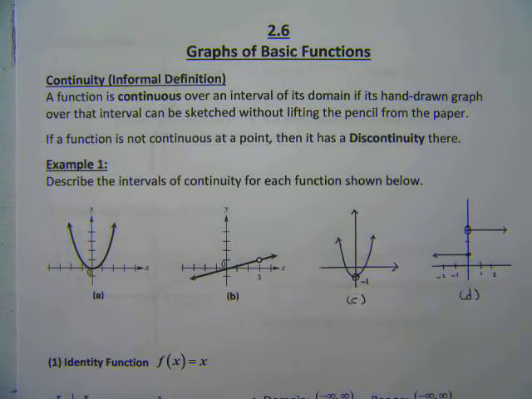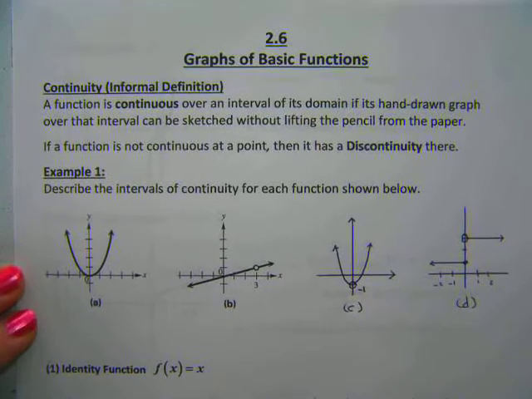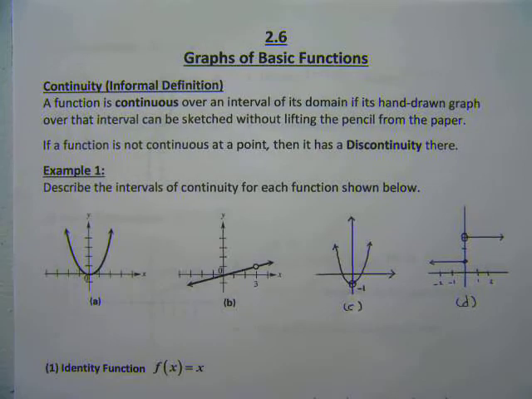In this section, we're going to study the graph of some basic functions. There are 6 of them. But before we get there, we need to study one other property of functions, and we call that continuity. This is an informal definition. You get to the formal one if you take calculus.